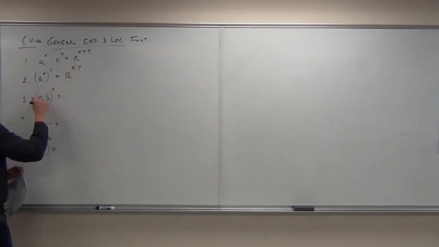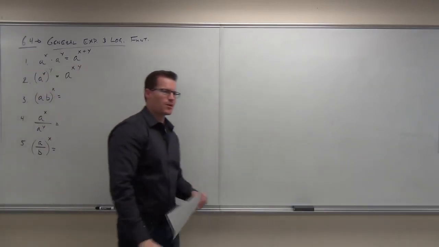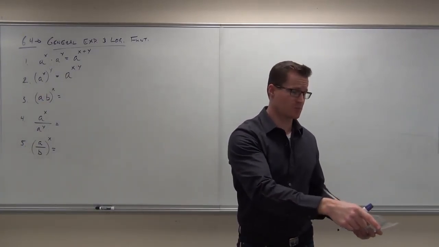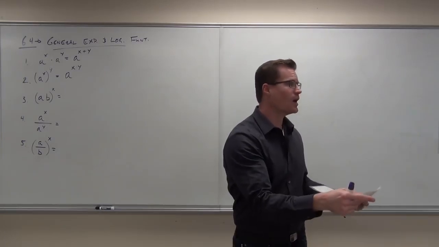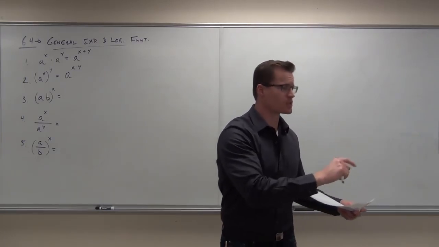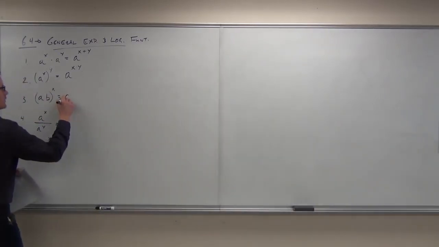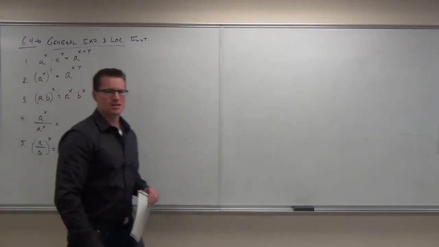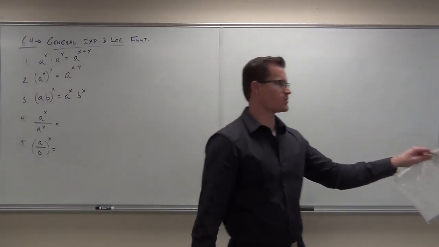What if I have a product? ab is a product raised to an exponent. a to the x times b to the x. Good. It's kind of like distribution, only it's not a cross addition. We only do it with a product, and we only do it with exponents here. We'd have a to the x times b to the x. If you have common bases and they're being divided, what do we do with our exponents?